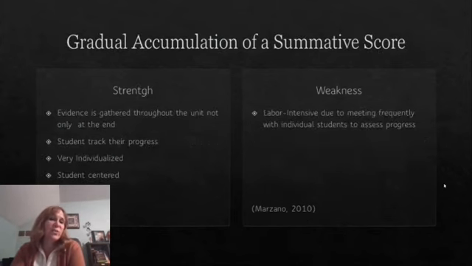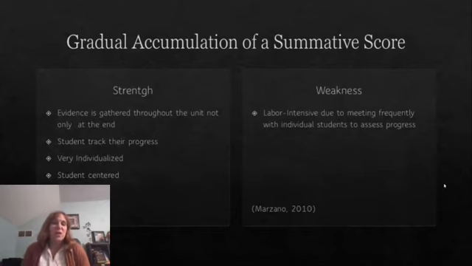In a gradual accumulation of summative scores, those summative scores are added onto. So they're like mini summatives throughout the whole process. Those individual or daily targets are kind of added in. A strength to that is evidence is gathered throughout the whole unit, not only at the end. Students also in this process track their own progress. It's very individualized and very student-centered.